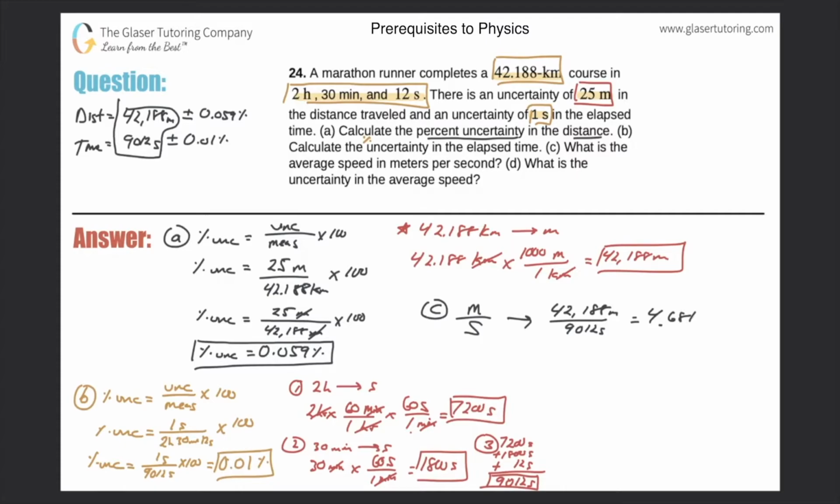4.681 meters per second. Now, again, I have four significant figures here because the value in my calculation with the least had 4. So therefore, they should match. Okay, so that's the answer for part C, 4.681 meters per second. Okay, now part D. It says, what is the uncertainty in the average speed?